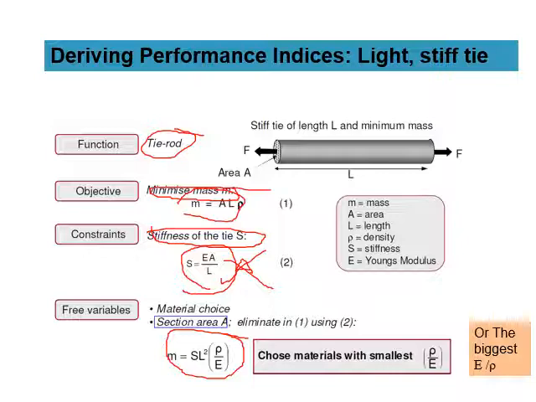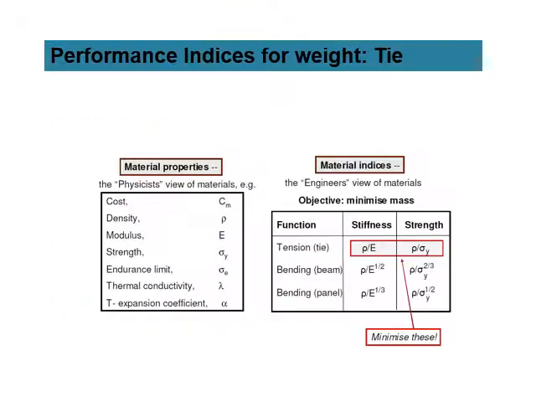Or otherwise, you can invert those equation or invert this performance index into Young modulus divided by rho. Basically, it's just the same. Previously, you need to relate with the yield strength. Over here, you need to relate with stiffness. Here is the performance indices for weight in case for tie rod.